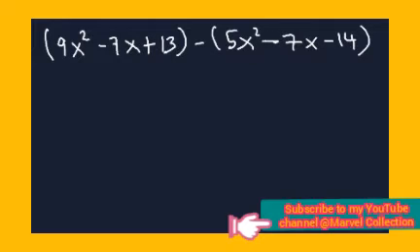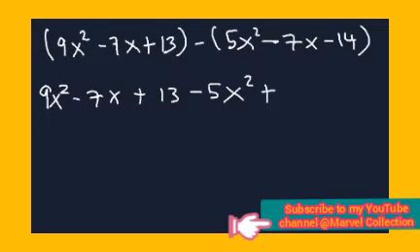Now the first thing I would do is distribute the negative sign to every term on the right. The signs will change. On the left side, you can just open the parentheses. If there's no number in front of it, you can just rewrite it as 9x squared minus 7x plus 13. And then if we distribute the negative sign to the other three terms, it's going to be negative 5x squared plus 7x plus 14. And now let's combine like terms.